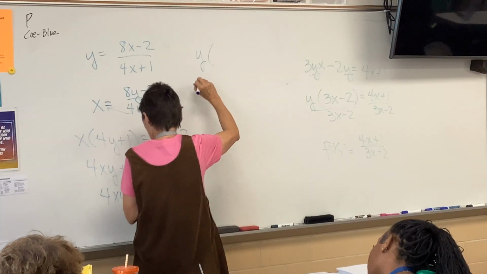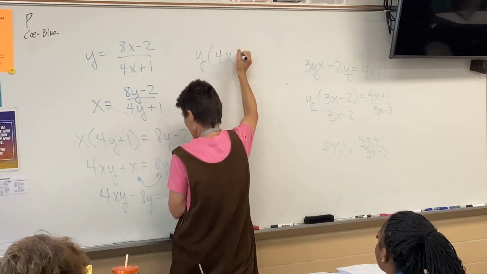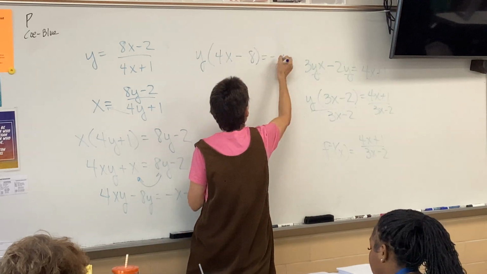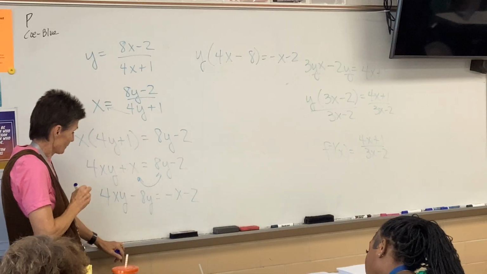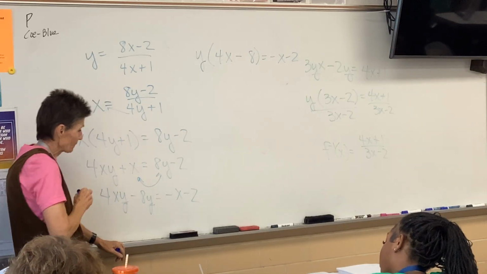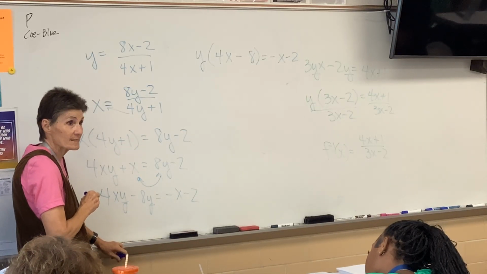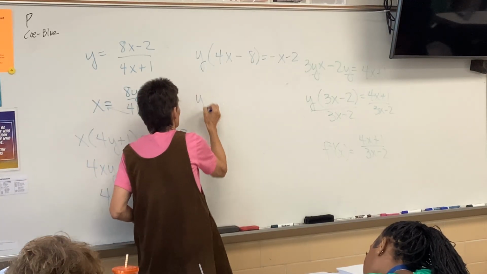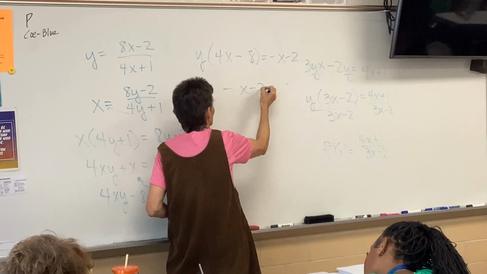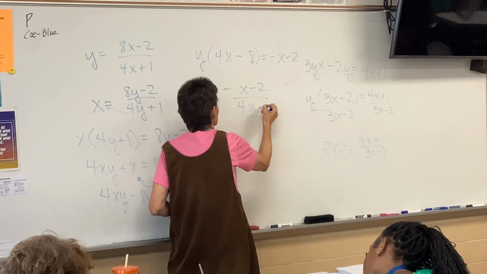So y, 4x minus 8. Took out the y. And then last step, divide by the parentheses.